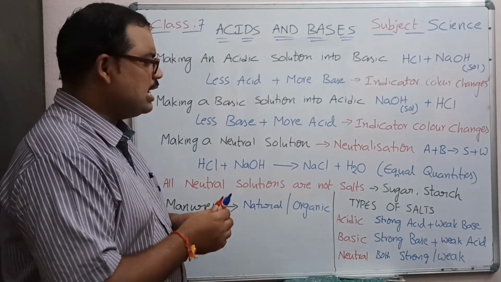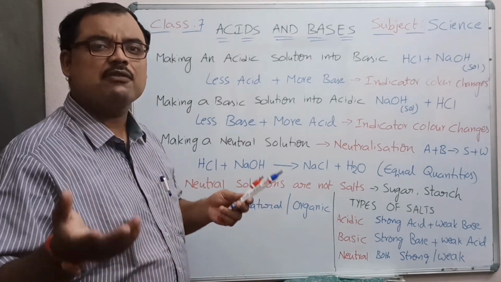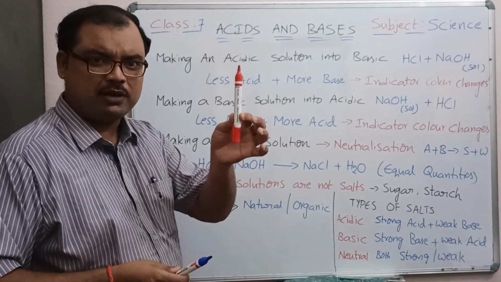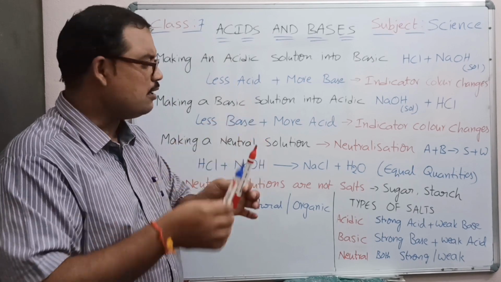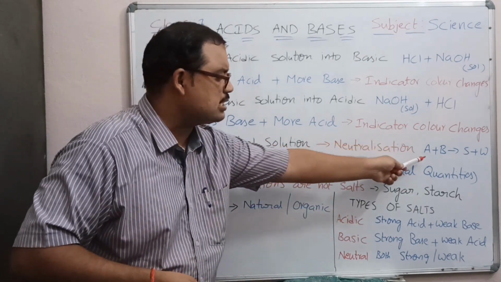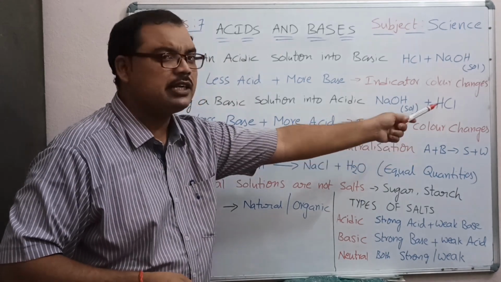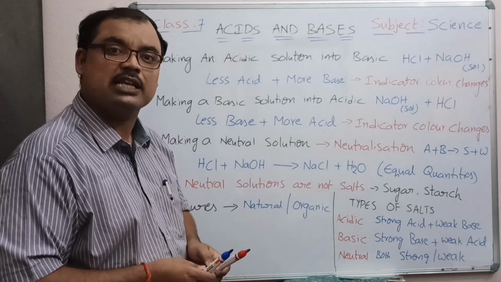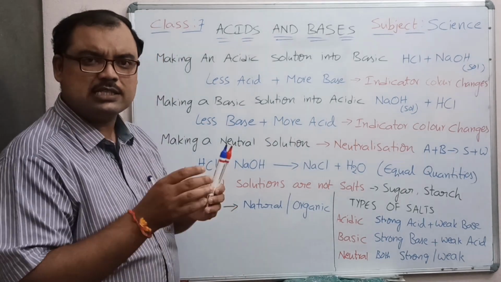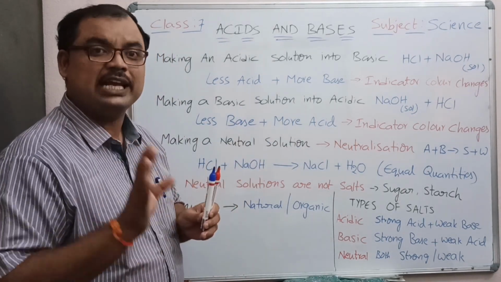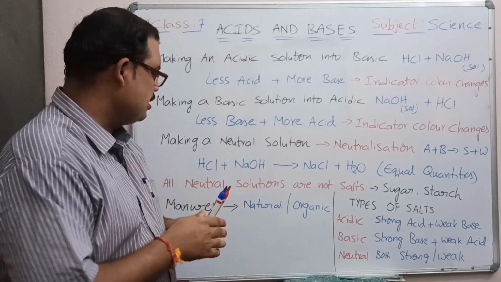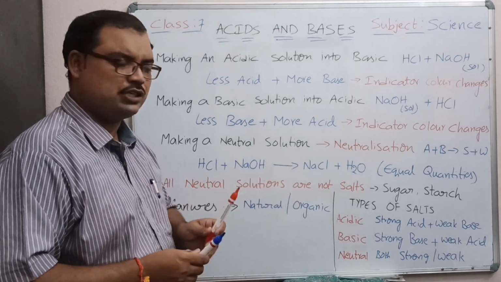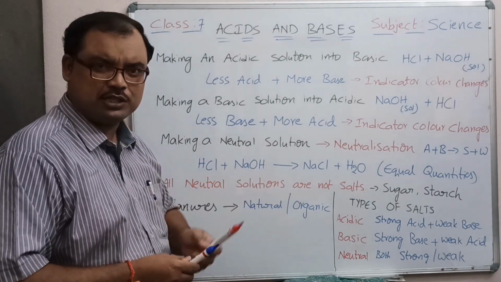Right? Now let us see what happens if we take both solutions in equal quantity. That means equal quantity of acid and equal quantity of base. When both of them added together, acid and base, they form salt and water. This reaction is called neutralization. That means the product formed in this reaction will be neutral. It's not acidic, not basic. So here we are adding hydrochloric acid with sodium hydroxide solution. We are now preparing a neutral solution.